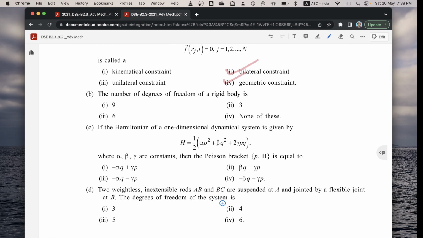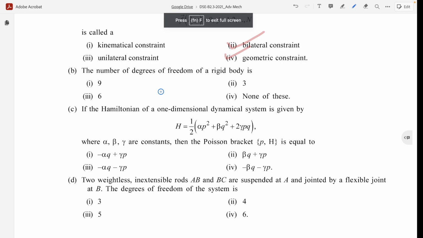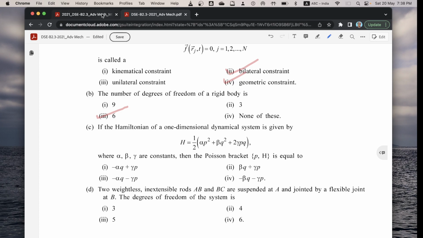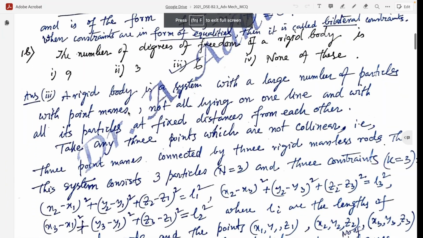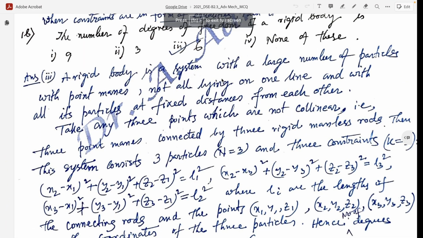Next question, 1b. The number of degrees of freedom of a rigid body is 6. A rigid body is a system with a large number of particles with point masses not all lying on one line and with all its particles at fixed distances from each other.